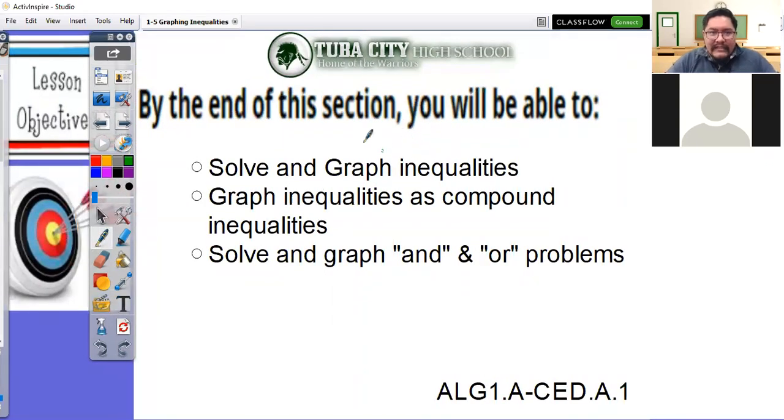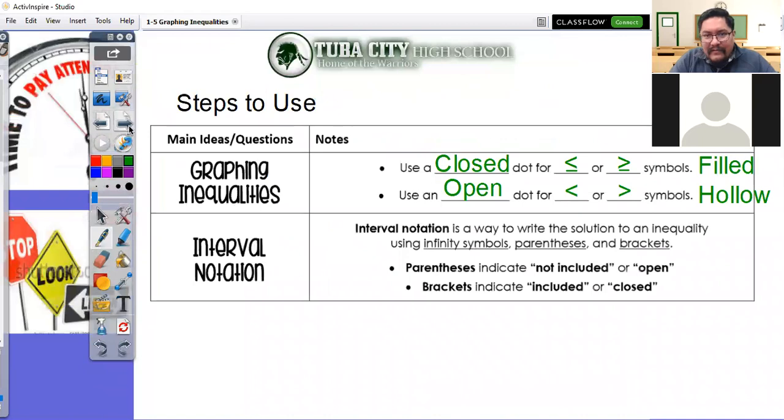So what we're doing today is we're going to solve and graph inequalities. Graph inequalities is compound inequalities and solve and graph and and or problems. Actually, for today, we're only going to be focusing on this first objective here. And that's pretty much it. So I'm going to break into 2 lessons if I have to.